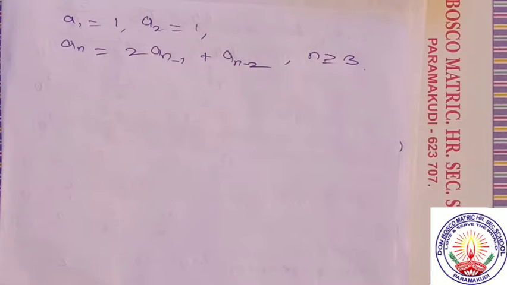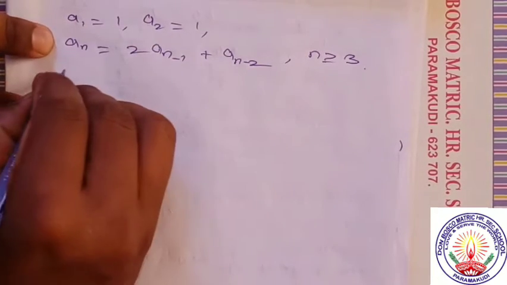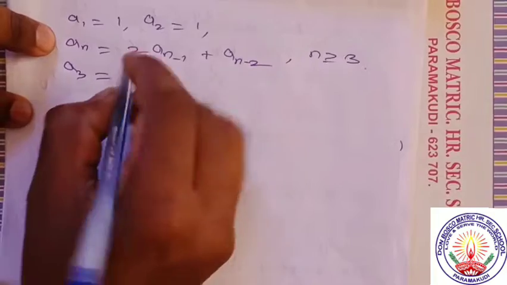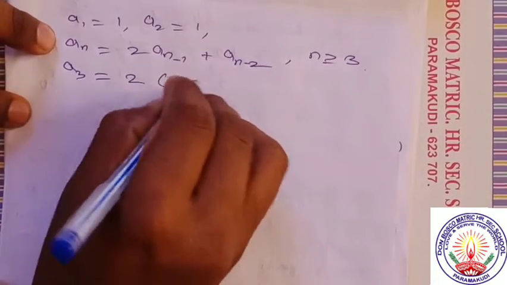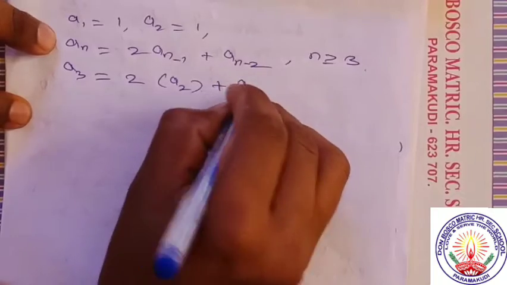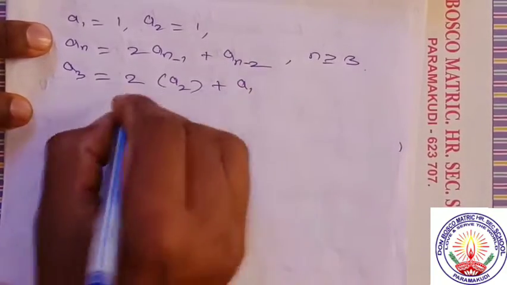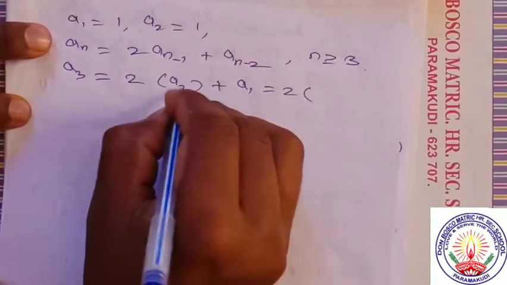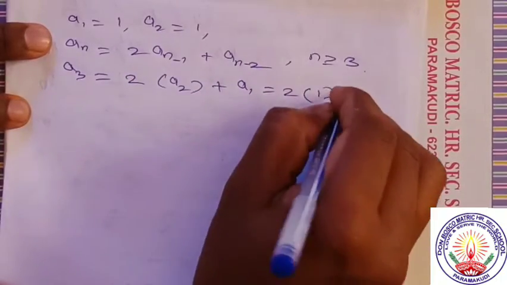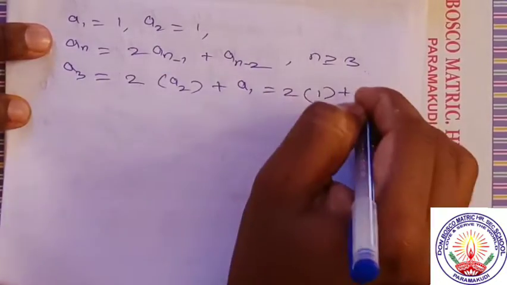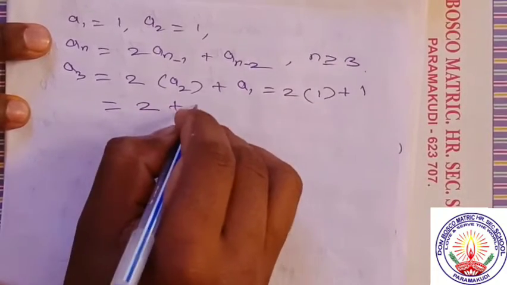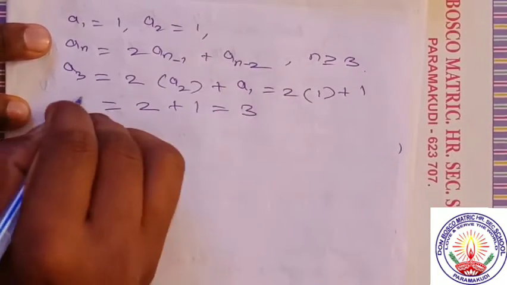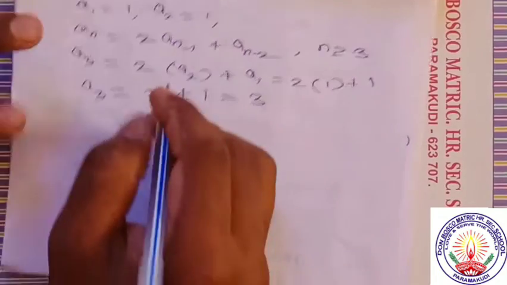So the first one, let us find the next term, a3. What is a3? 2 into a2 plus a1, which is equal to 2 into a2. a2 is already given as 1, plus a1. a1 is also given as 1. Therefore the answer is 2 into 1 is equal to 2, plus 1. 2 plus 1 is equal to 3. Therefore the third term is 3.